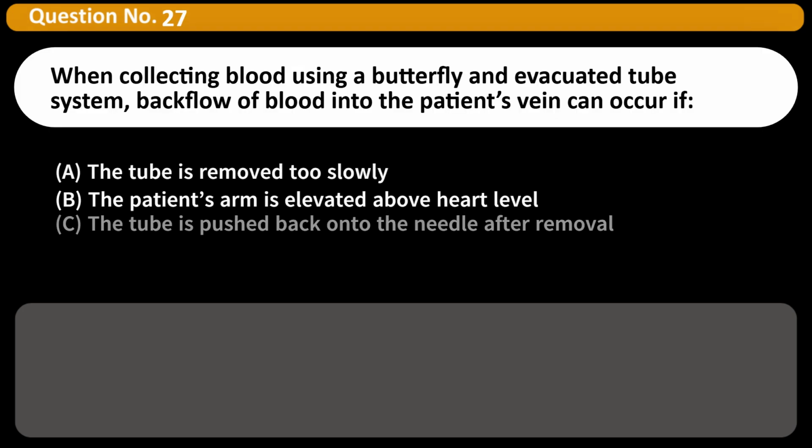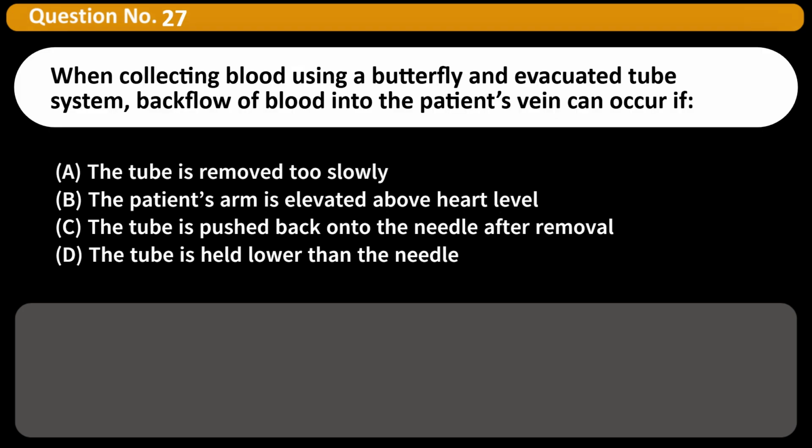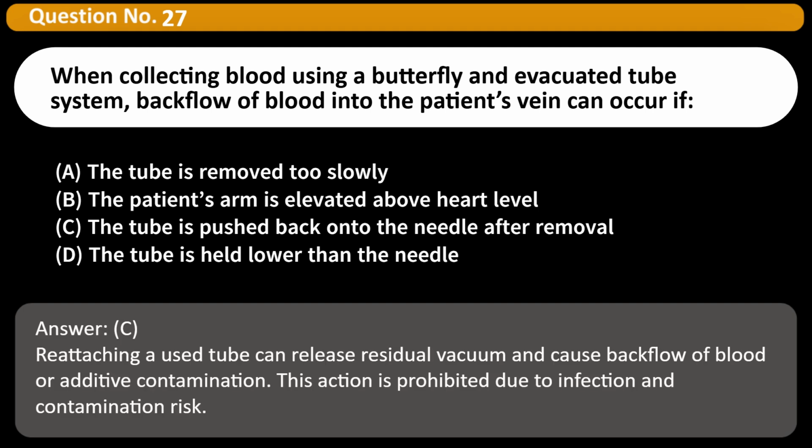When collecting blood using a butterfly and evacuated tube system, backflow of blood into the patient's vein can occur if A. The tube is removed too slowly. B. The patient's arm is elevated above heart level. C. The tube is pushed back onto the needle after removal. D. The tube is held lower than the needle. Answer C. Reattaching a used tube can release residual vacuum and cause backflow of blood or additive contamination. This action is prohibited due to infection and contamination risk.